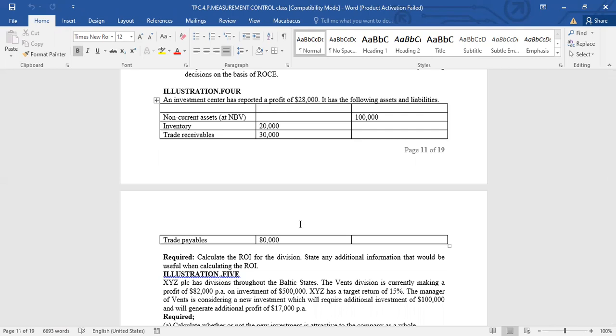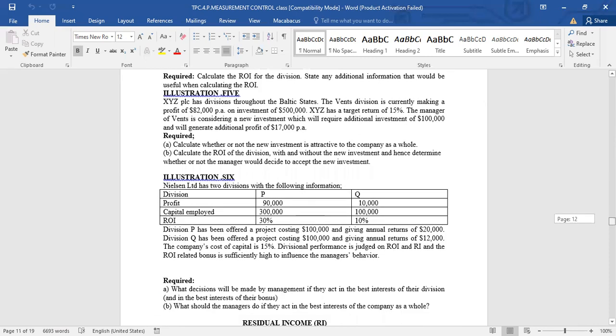I've told you that capital employed is the same as total assets, which here are current assets of 100 plus the inventory and trade receivables, giving you 150,000. Then minus current liabilities, which were trade payables of 80. So 150 minus 80 is 70, that is 70,000. So 28 out of 70,000 will be your return on investment. That's the answer.